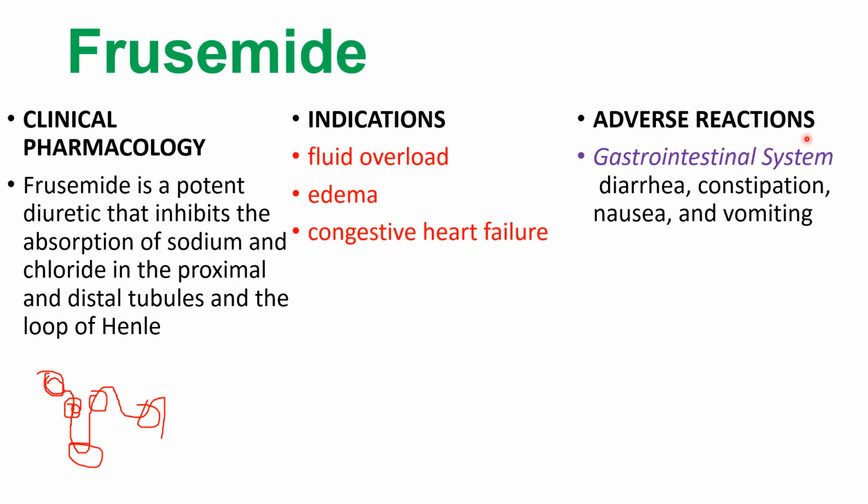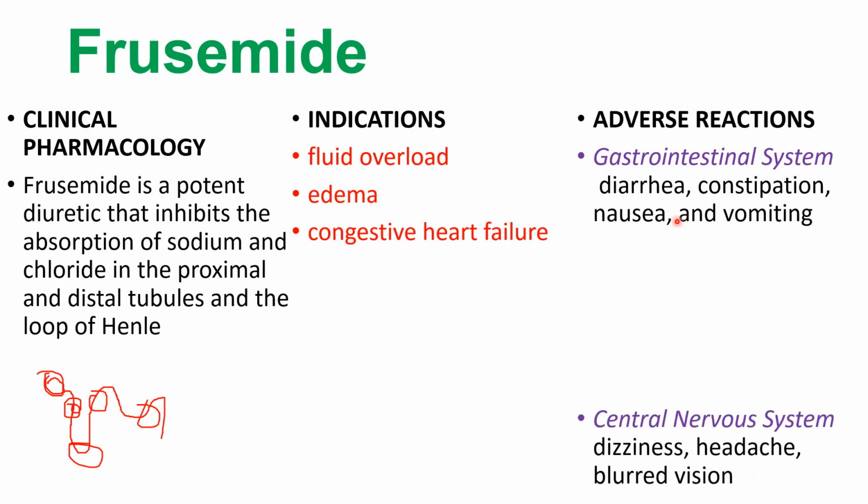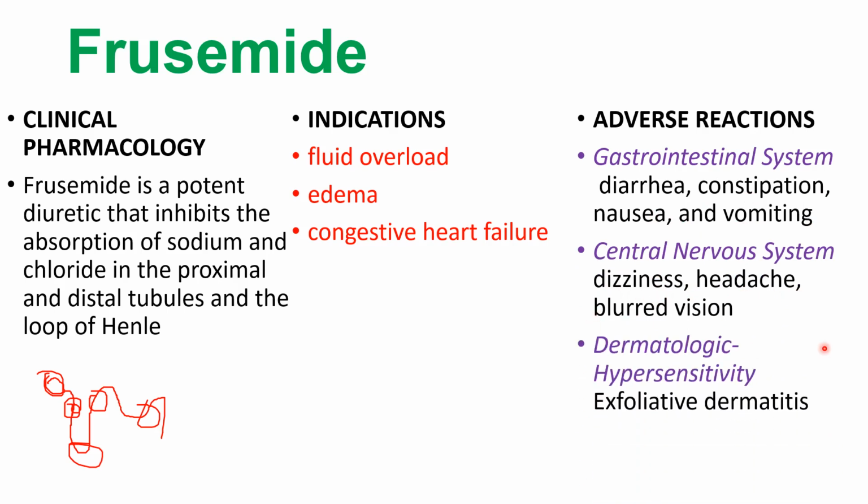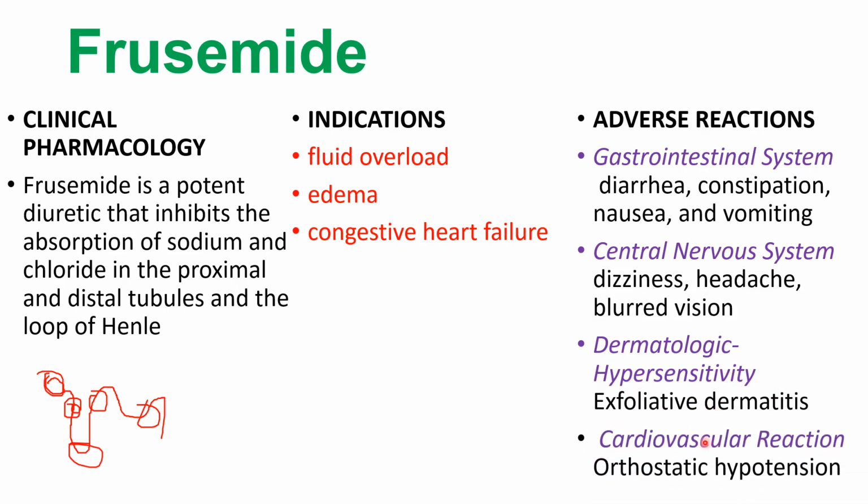Adverse reaction. So first adverse reaction is gastrointestinal system. So in gastrointestinal system, we can see diarrhea and constipation and nausea and vomiting. So nausea is vomiting sensation. So second one we can see in central nervous system, that is dizziness, headache, blurred vision, and dermatological hypersensitivity reaction, that is exfoliative dermatitis. And last one is cardiovascular reaction, that is orthostatic.